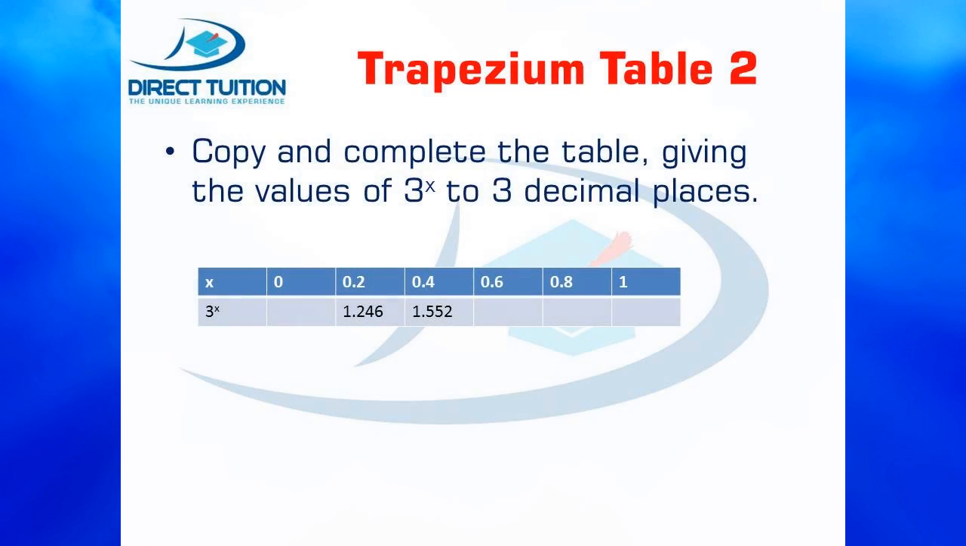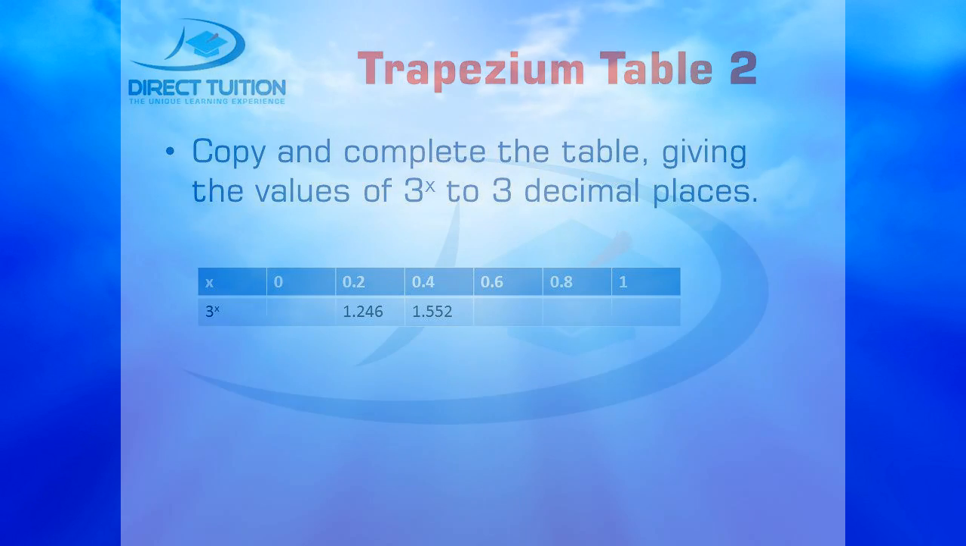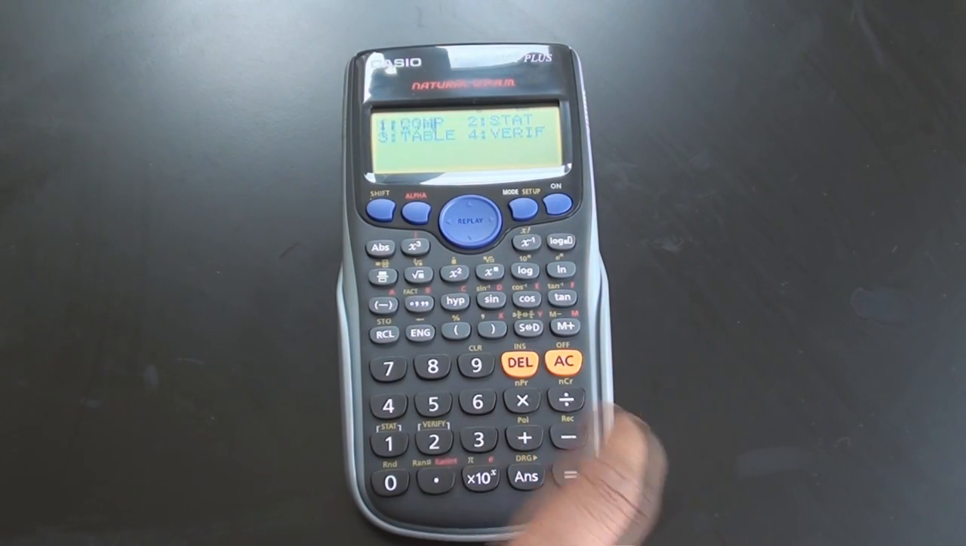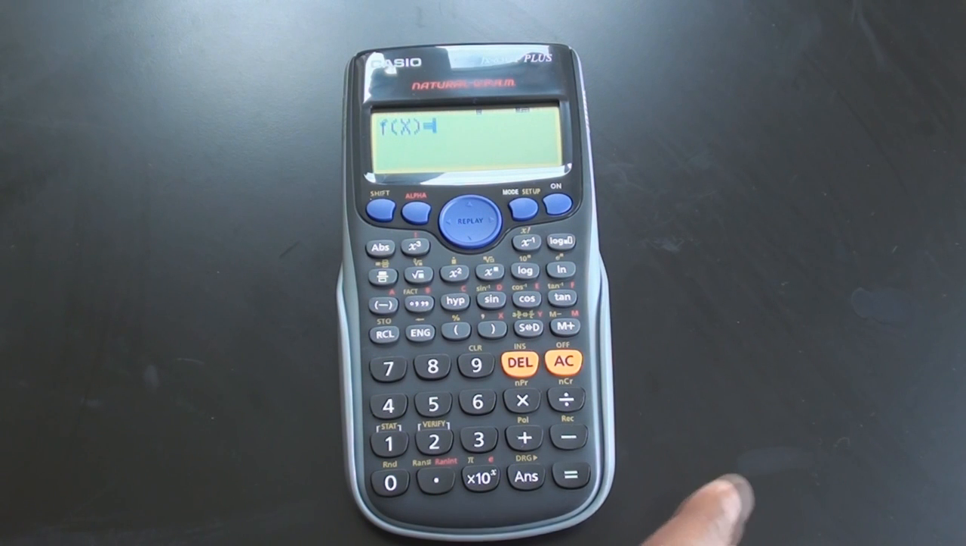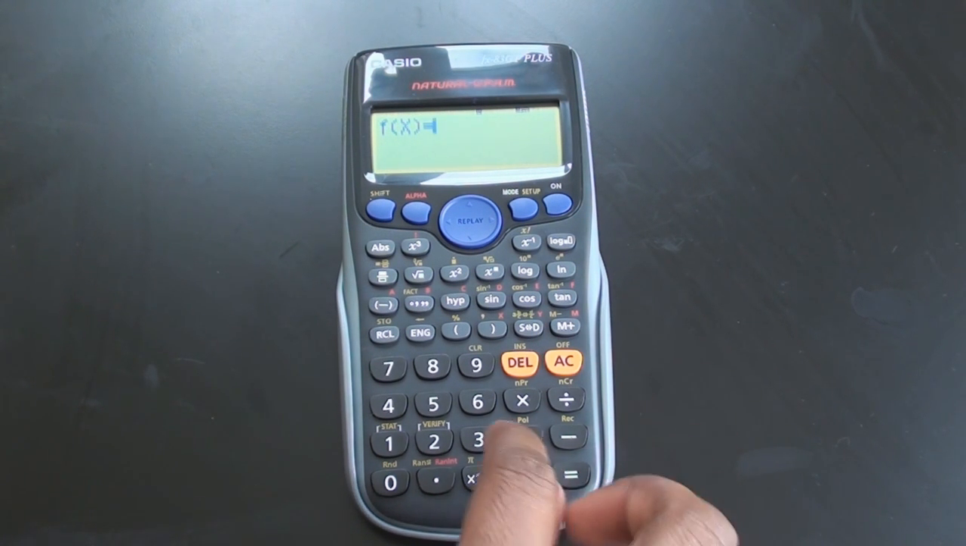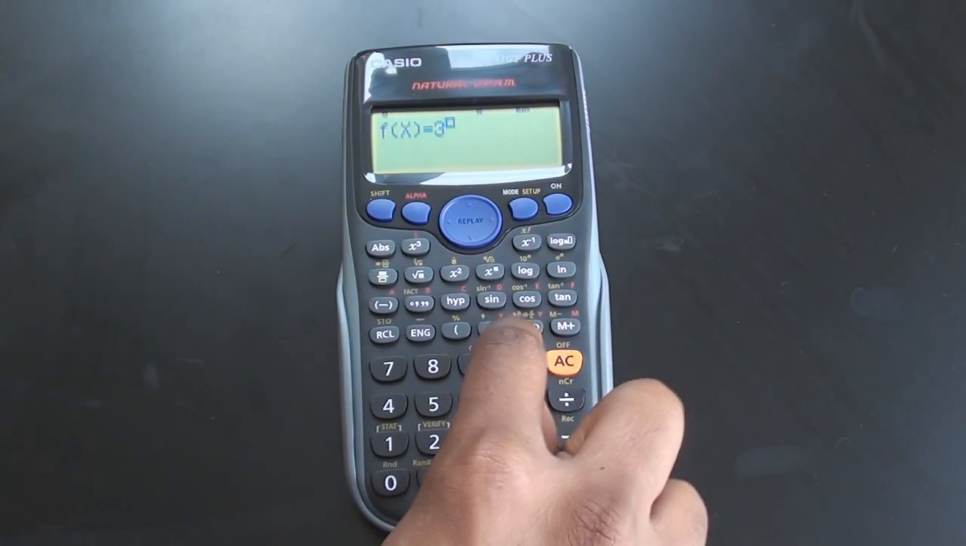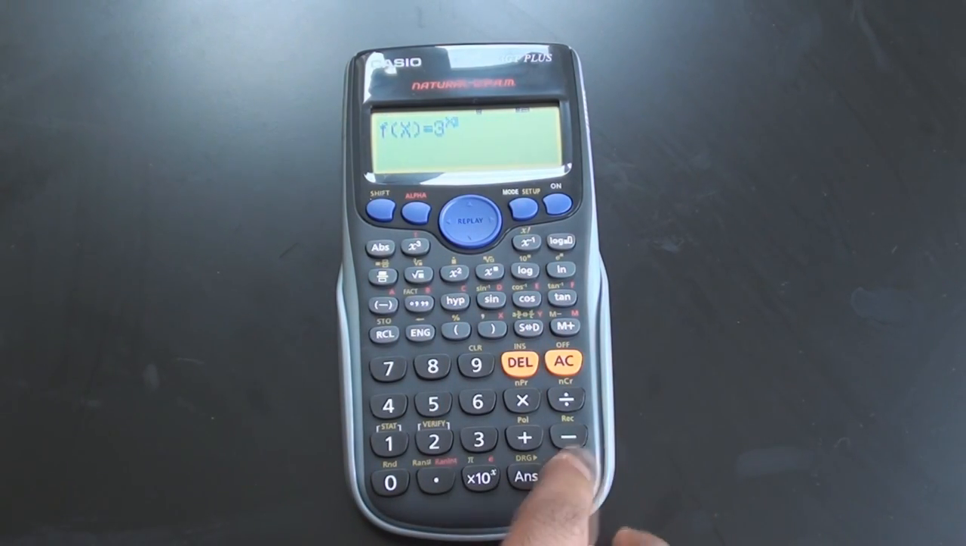Now let's have a look at question number 2. So question number 2 says to copy and complete the table for the values of 3 to the power of x, give your answers to 3 decimal places. Okay, so let's go straight to our calculator. Let's go into the table mode, so that's mode and then 3. What does fx equal? This one's a lot simpler. This is 3 to the power of x, so that's alpha and close bracket.